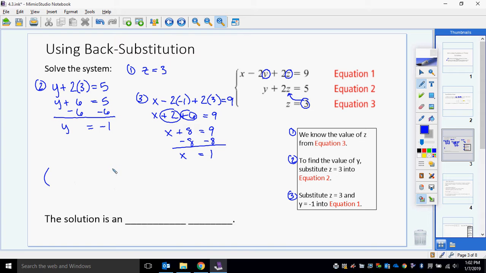Just like we have an ordered pair, we're going to have an ordered triple since there's 3, not just 2 answers. So an ordered triple, x comes first, so 1, and then y comes second, and then obviously z will come third. So instead of an ordered pair, we have what's called an ordered triple for our final answer.